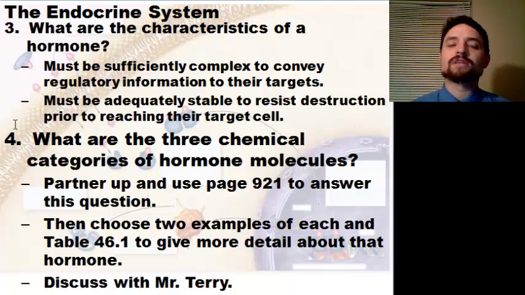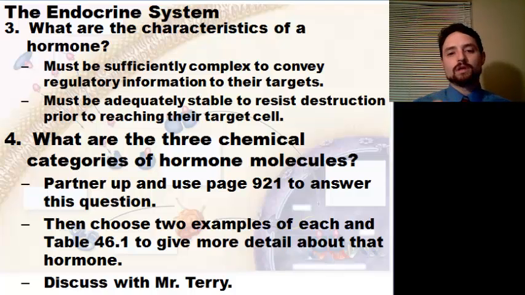So what's a characteristic of a hormone? A hormone must be sufficiently complex because it's got to convey important information to its target. So that has to be pretty complex. You don't want it just attaching or causing a reaction anywhere in the body. You want it to be specific. But it also has to be stable. So if it's too complex, then it's probably not stable. But it has to be adequately stable to be able to go from one side of the body to another.